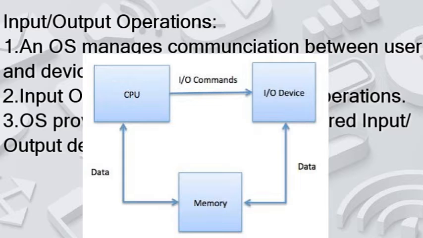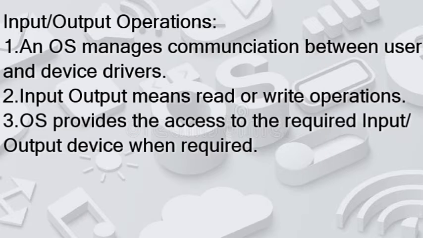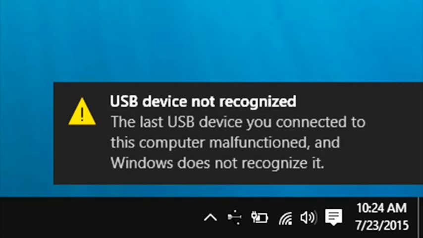Second, input output operation means a read or write operation. With the help of input devices, we can either read something or write something, so the operating system also focuses on these operations. Number 3, the operating system provides access to the required input output devices whenever required. It will provide access to the required devices whenever we need them.